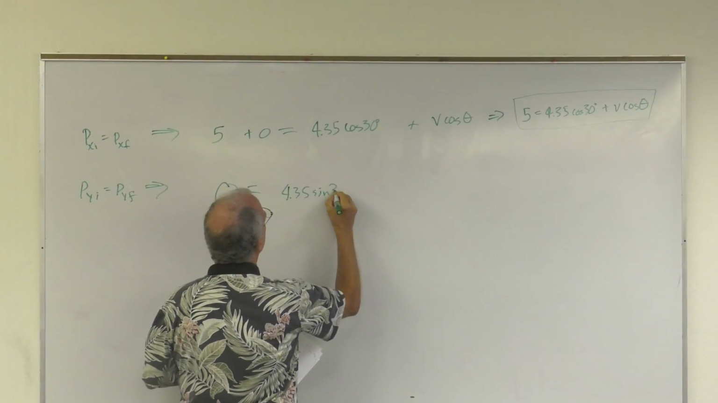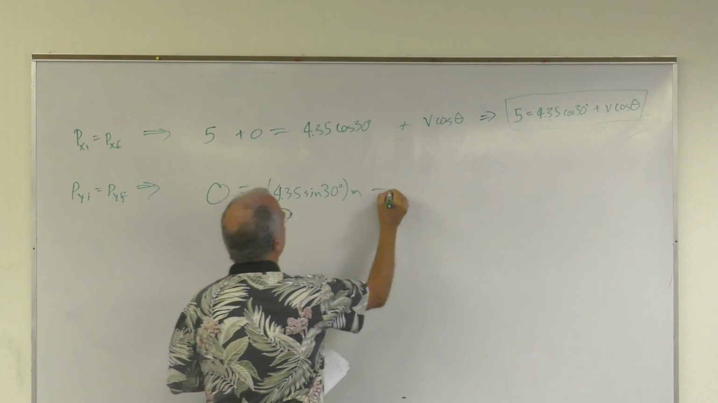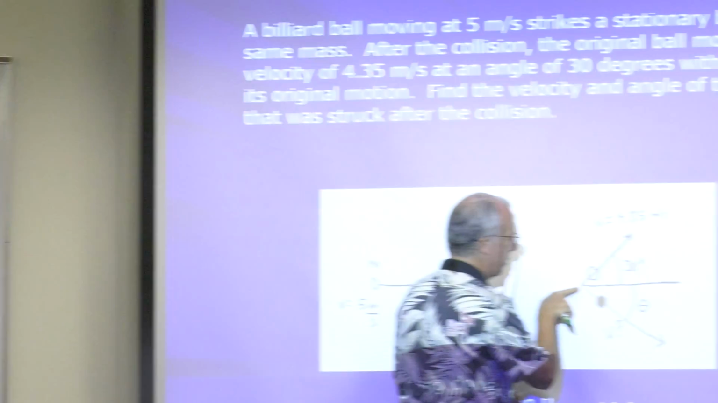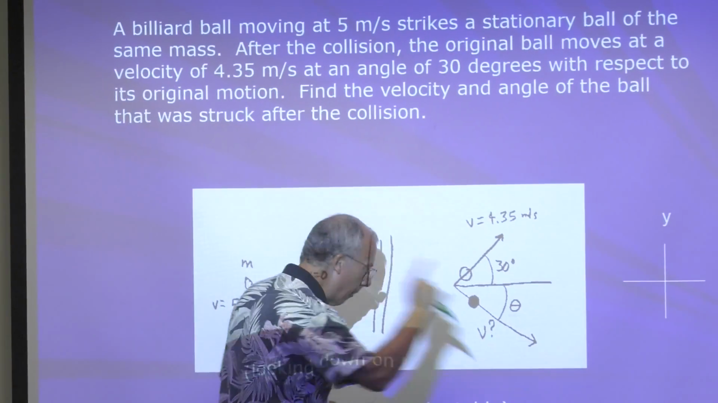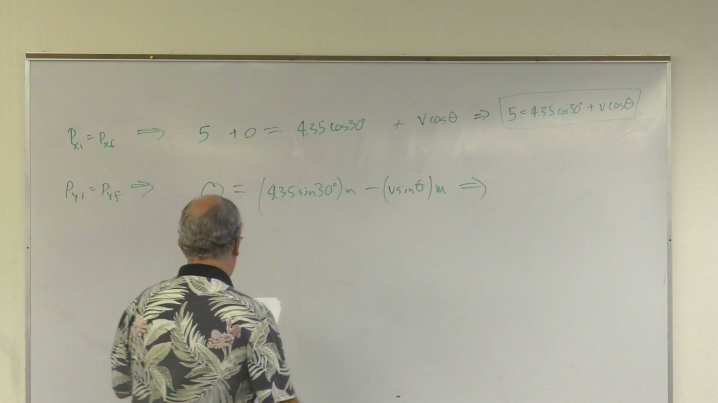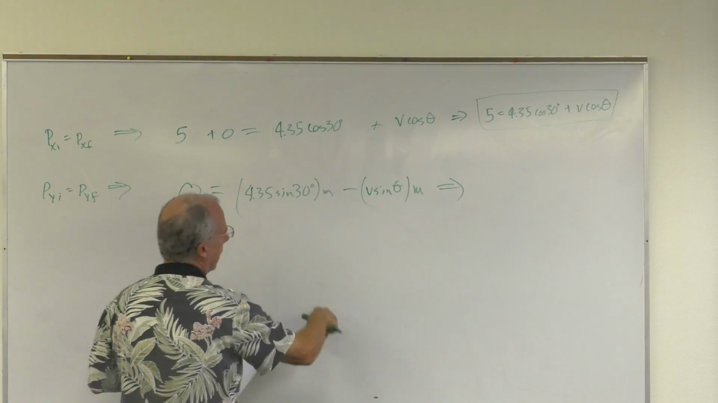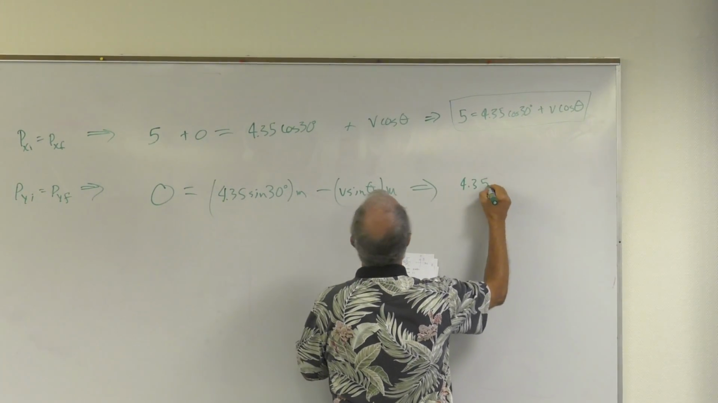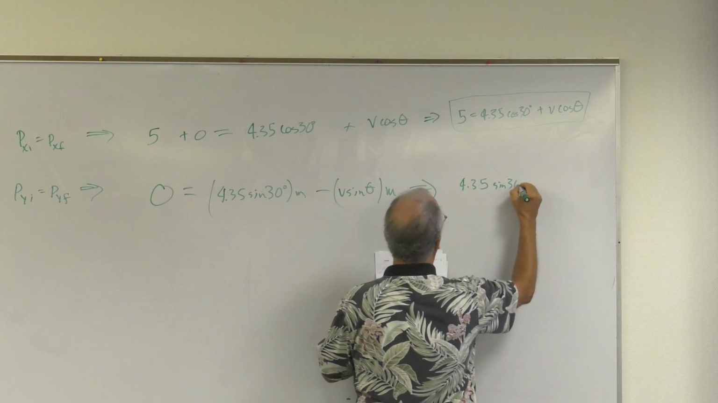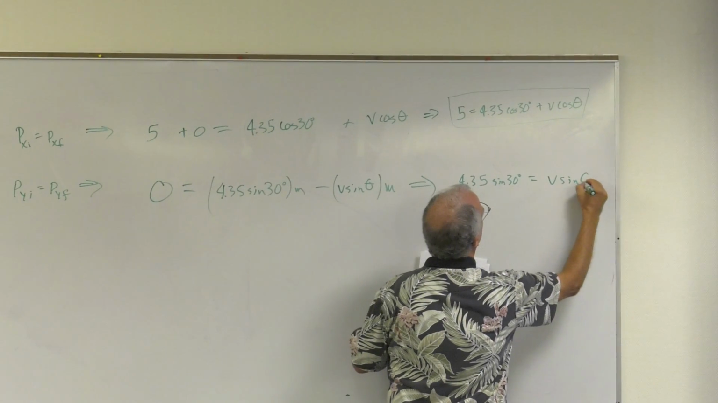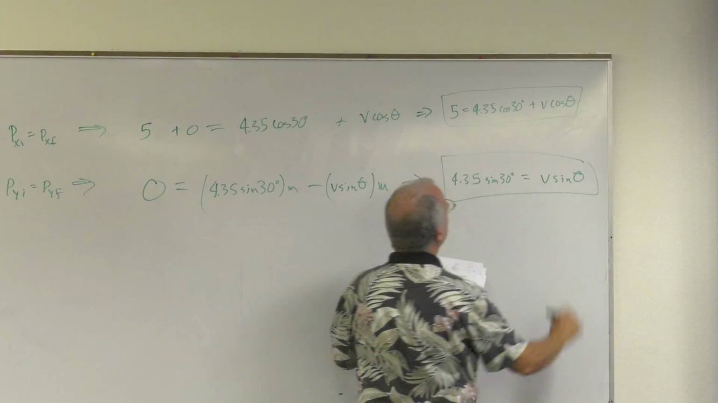So 4.35 sine of 30 times m. And this one, got to be careful. This is plus y, this is minus y. So this y component is down. You got to remember that minus sign. So it's minus v sine theta times m. And again, get rid of the m's. So we're going to have 4.35 sine 30, put that on the other side, equals v sine theta.